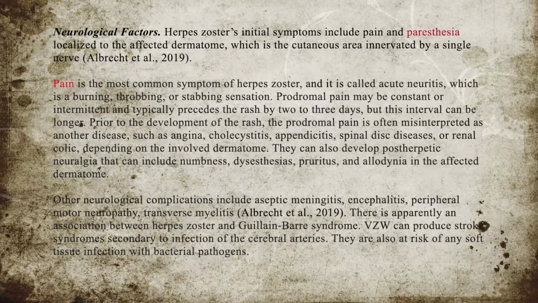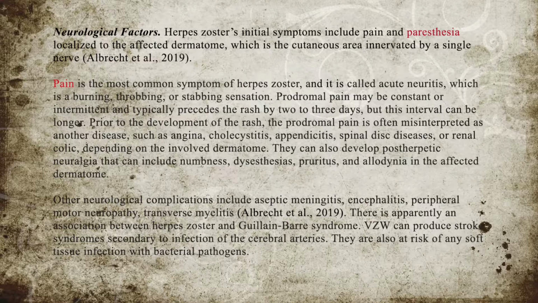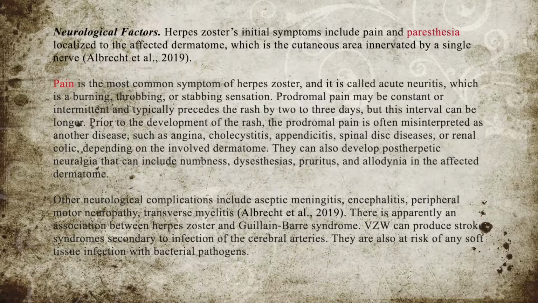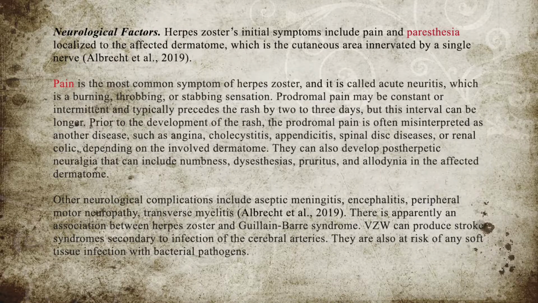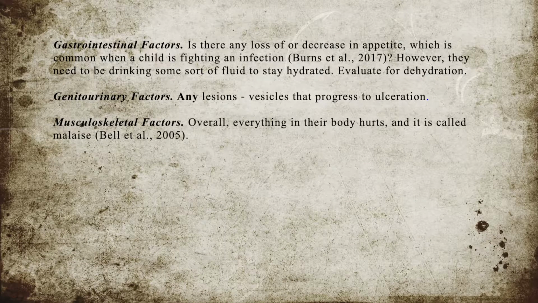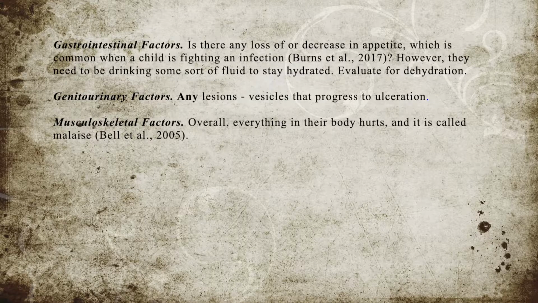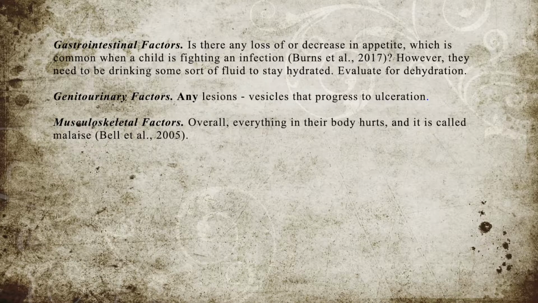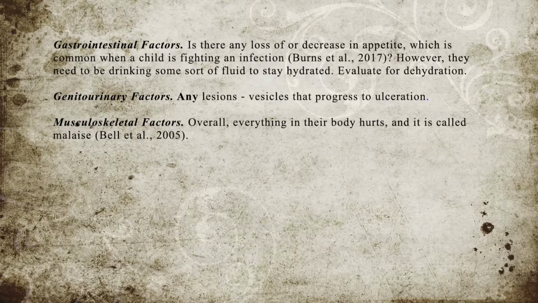Other neurological complications include aseptic meningitis, encephalitis, peripheral motor neuropathy, transverse myelitis, and there's apparently an association between herpes zoster and Guillain-Barré syndrome. Also evaluate for the GI factors, any loss or decrease in appetite, GU factors, any lesions or vesicles in the area, any limitations in movement, does the body hurt, or any malaise.